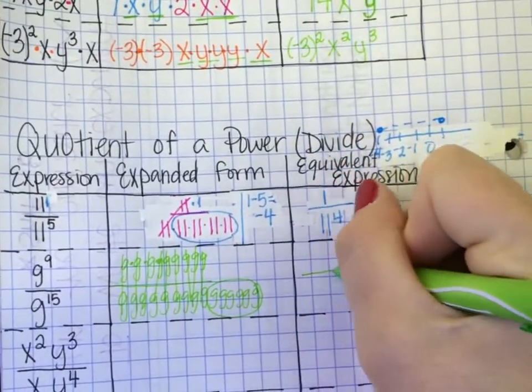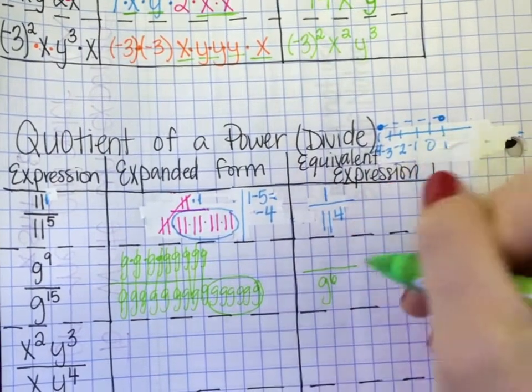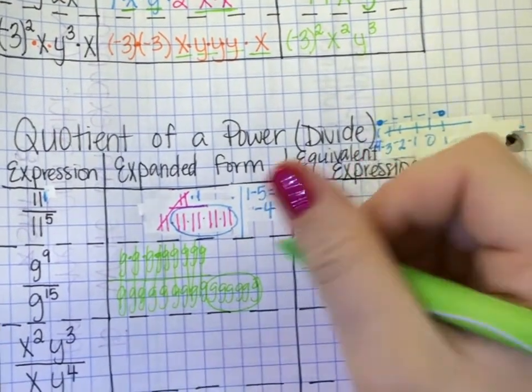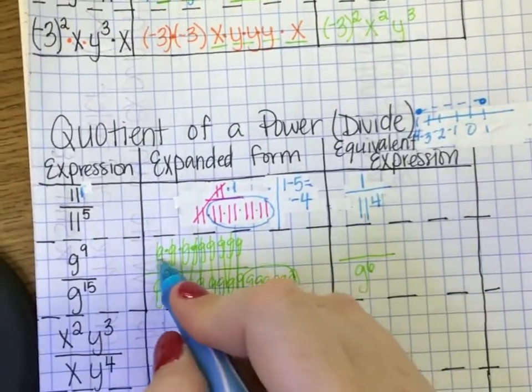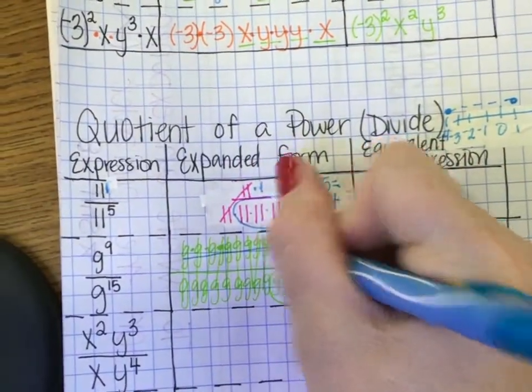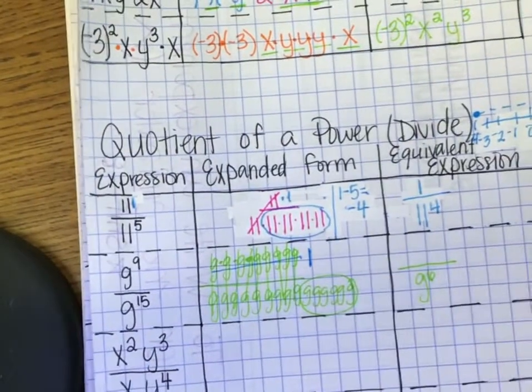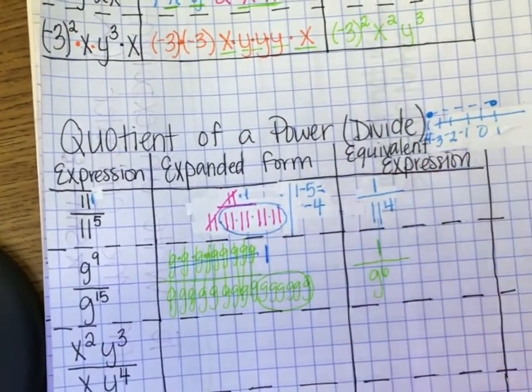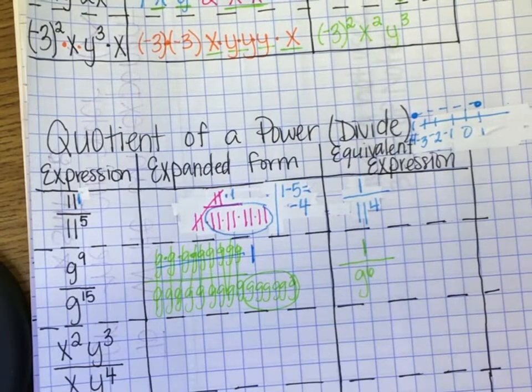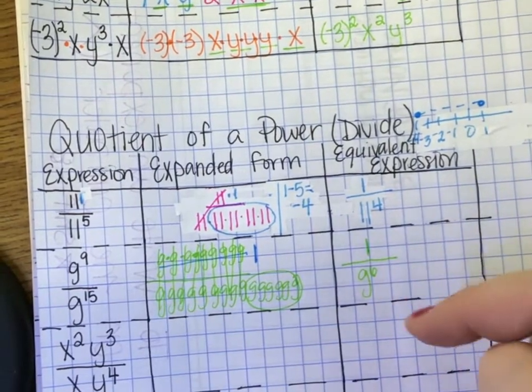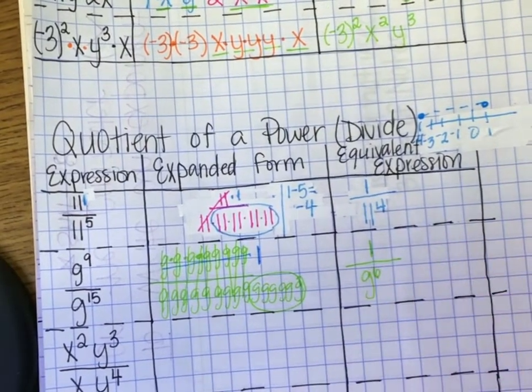So I would have to put g to the 6th in the denominator, and then I have to do that placeholder. Since all of those canceled out, we'd just be left with a 1 up there. So it would be 1 times g to the 6th. So 1 divided by g to the 6th, I'm sorry.